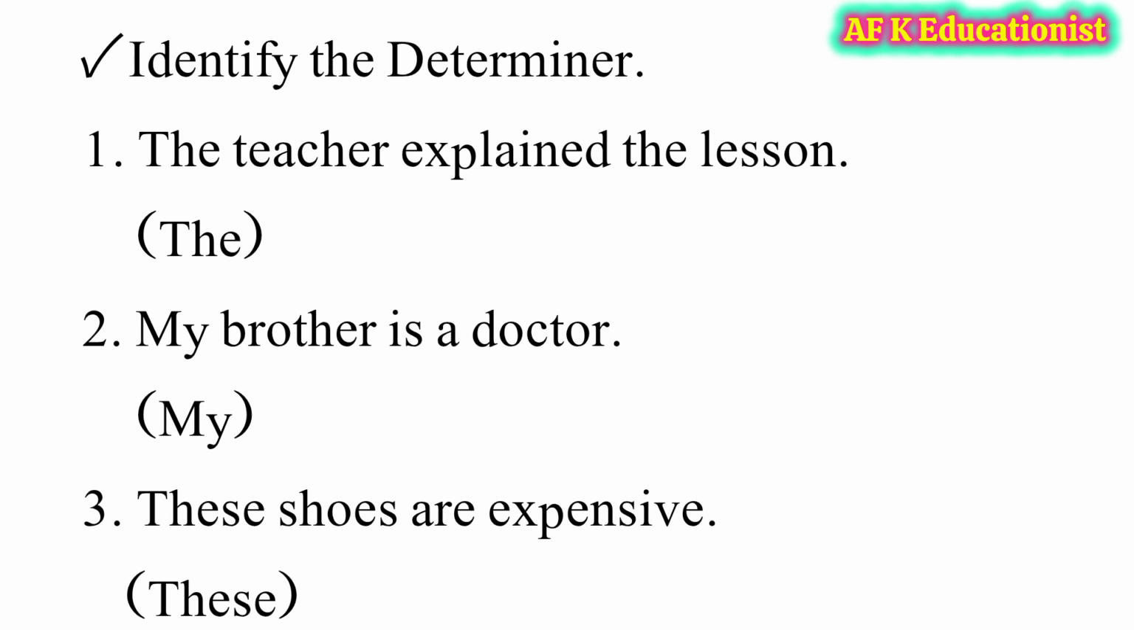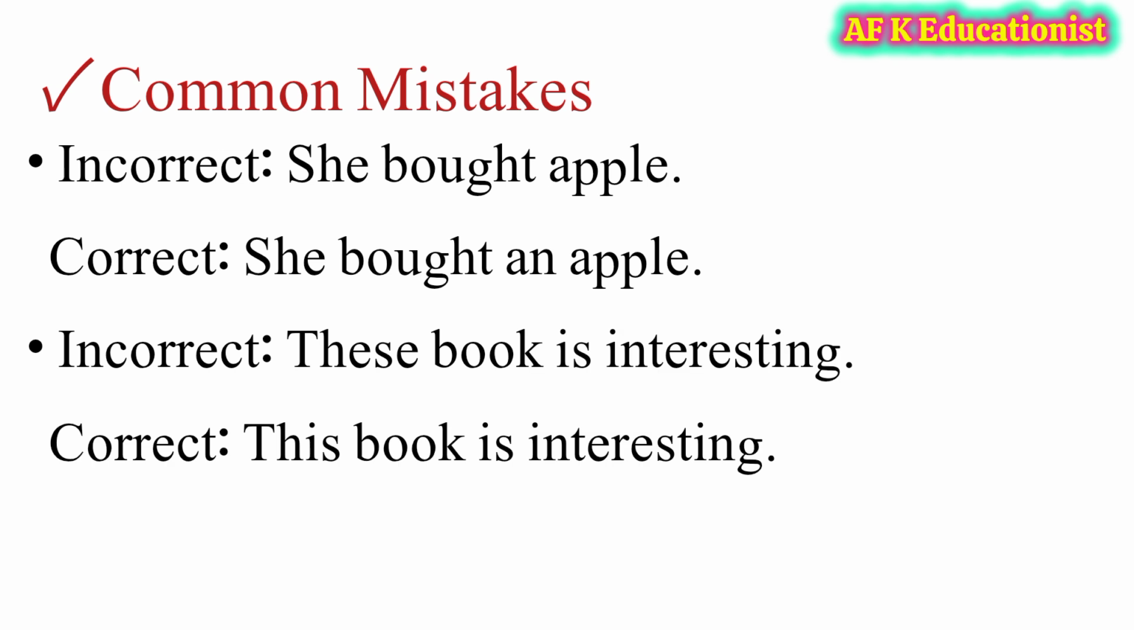Now let's solve some examples. Identify the determiner. The teacher explained the lesson. Answer: the. My brother is a doctor. Answer: my. These shoes are expensive. Answer: these. Common mistakes. Incorrect: she bought apple. Correct: she bought an apple. Incorrect: these book is interesting. Correct: this book is interesting.